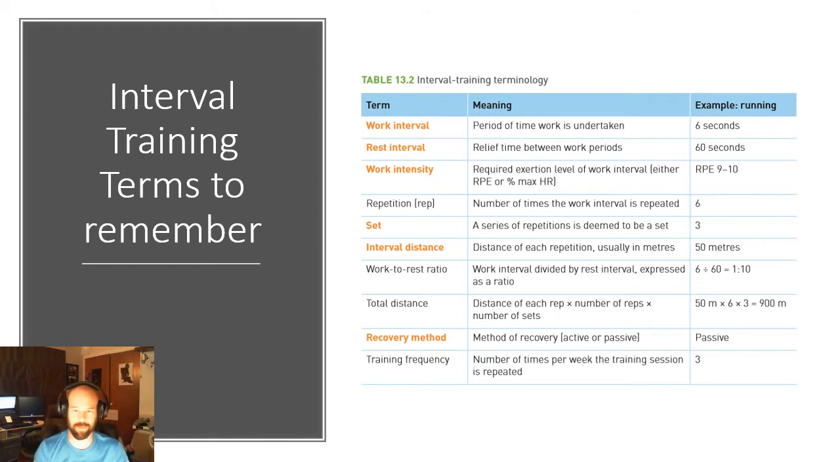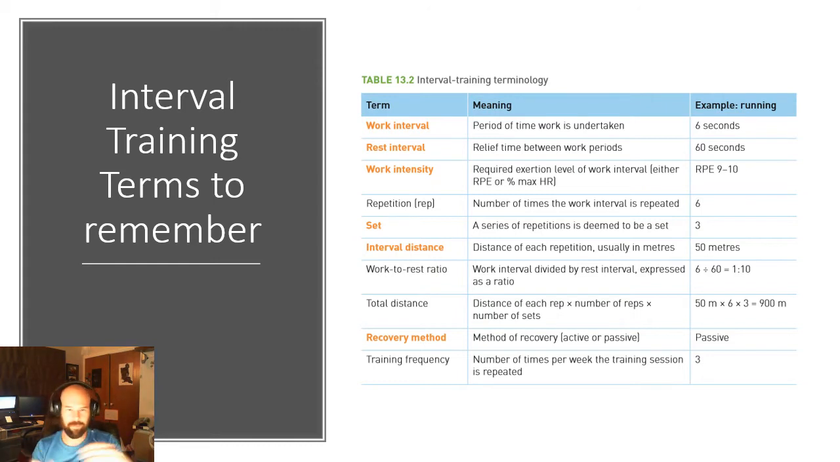The example they're using in this table, which has been taken from your textbook and is on page 309, uses a work to rest ratio of 1 to 10. We'll look at that in a second when we get to it. Now, the rest interval is basically the time where you sit down, or it might be an active recovery or whatever it might be, but it's when you're not actually doing anything. So in this instance, you're resting for 60 seconds.